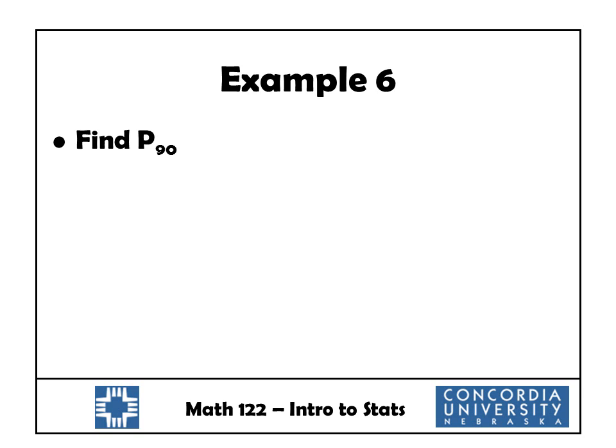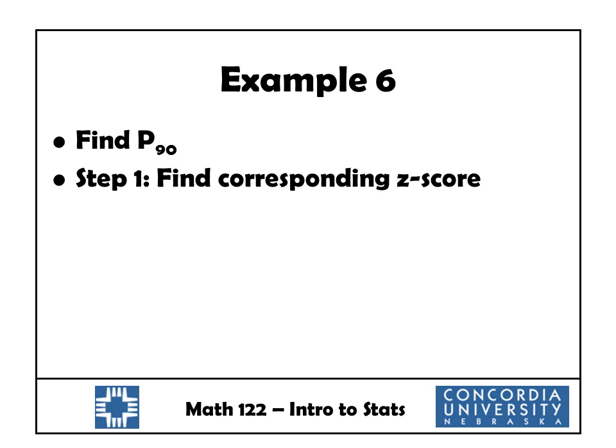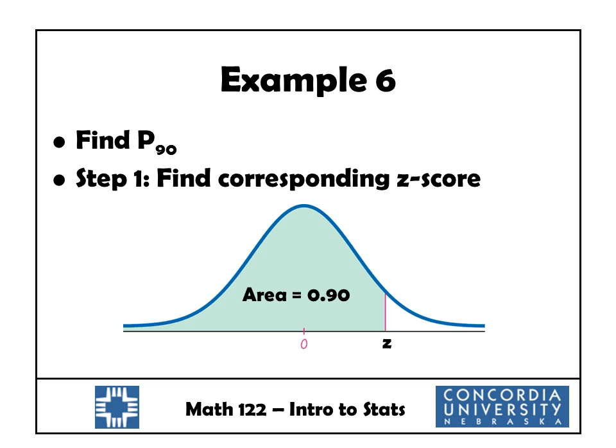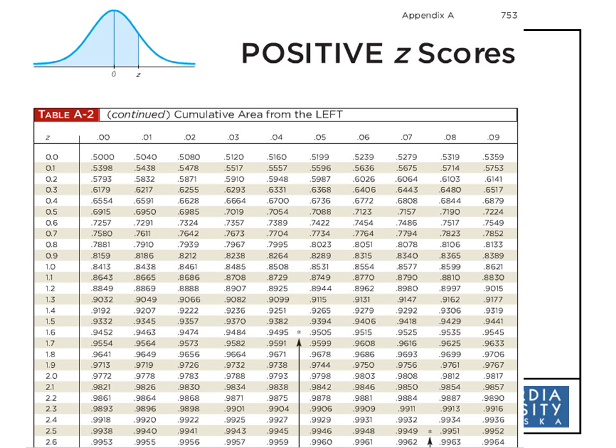One last example. Let's find the 90th percentile. Let's do our same two steps. Find the corresponding z-score. In this case, the area to the left of that z-score is 0.9. That z-score is going to be greater than 0 because the area is greater than 1/2. So we'll look through our positive z-score table for an area as close to 0.90 as possible.